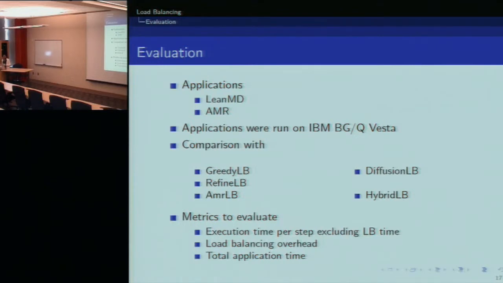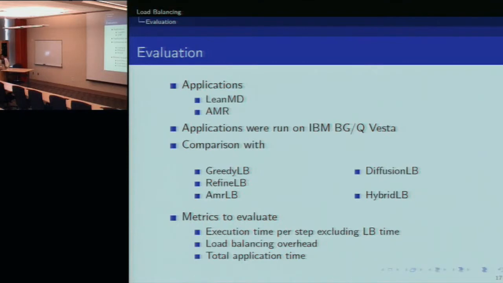It starts off with the computation being a coarse structured grid of uniform size, and then the refining and coarsening goes on, which leads to quite a lot of imbalance in the application, and thus requires frequent load balancing. These applications were run on BGQ Vesta, and we compare with three strategies: on the left-hand side is the centralized strategy, the diffusion-based load balancing strategy, and the hierarchical strategy.